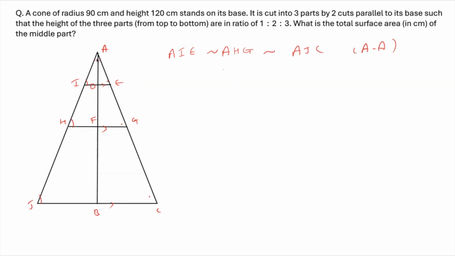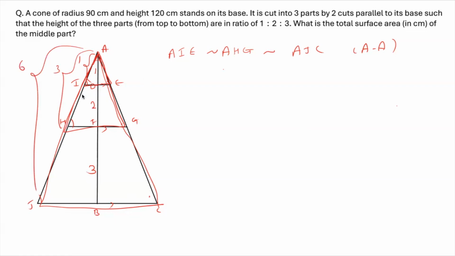the ratio of the squares of their sides. So if this is the triangle AIE, this is your triangle AHG, and this is your triangle AJC, the ratio of their areas will be the square of the ratio of their sides. So AD is 1, DF is 2, and FB is 3. That means the height of the smaller cone would be 1, the height of the bigger cone would be 1 plus 2, 3, and the height of the biggest cone would be 1 plus 2 plus 3, 6. So the ratio of the areas will be the square of the ratio of these sides, 1, 3, and 6.